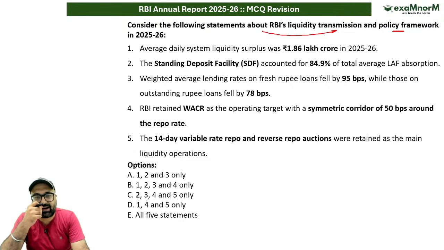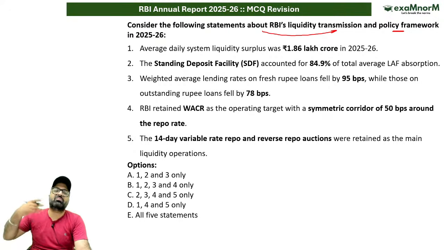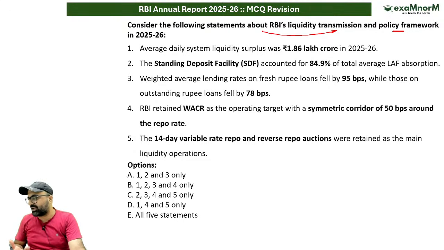The 14-day variable repo as well as reverse repo auctions were discontinued as the main liquidity operation, while the short tenure auctions were used to handle the temporary needs. Remember that 14-day variable rate repo and reverse repo auctions were discontinued. Average daily system liquidity was around 1.86 lakh crore rupees in 2025-26. Standing deposit facility has accounted for 84.9% of the total average LAF absorption of 2.38 lakh crore rupees, which shows that banks are preferring more interest rather than safety, rather than security.